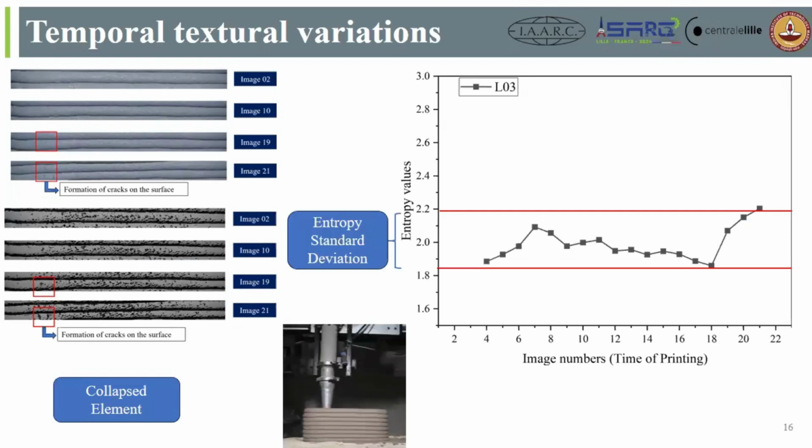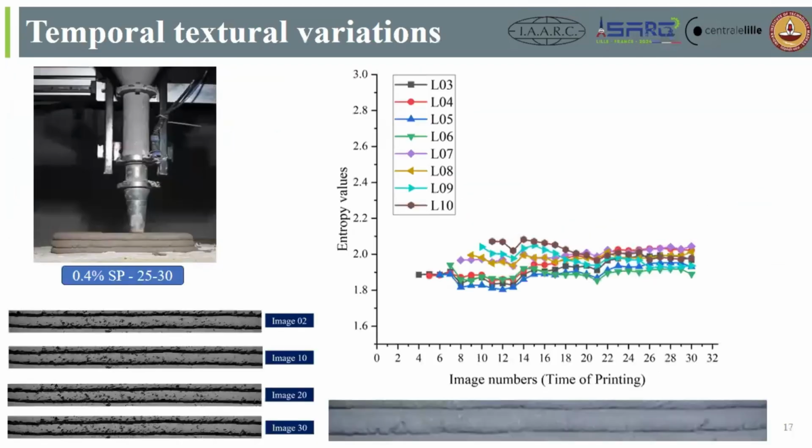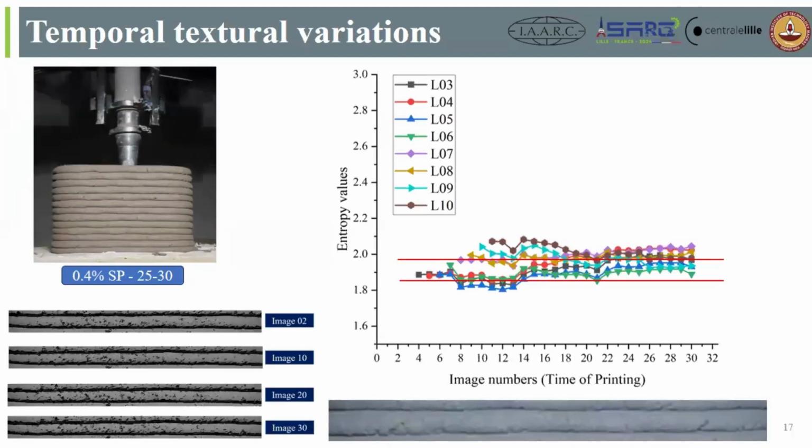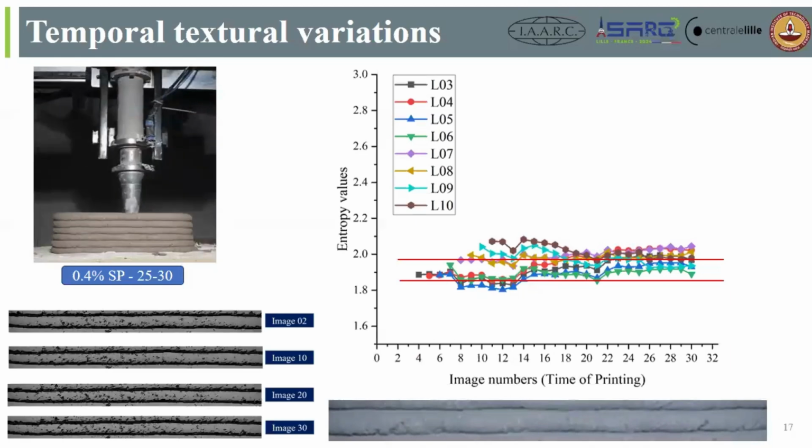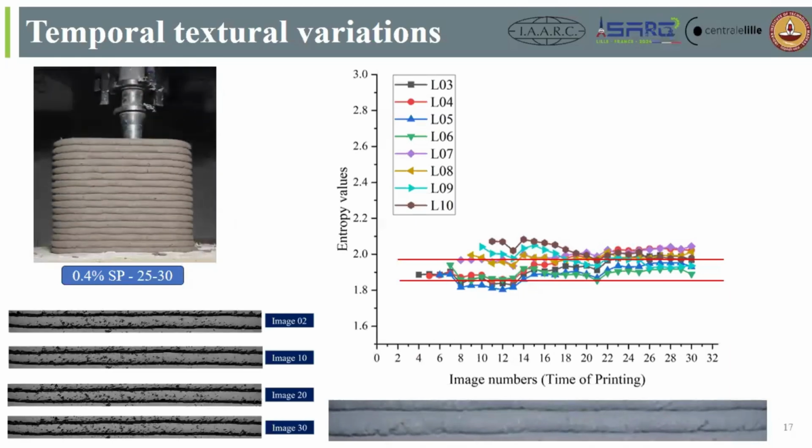So for every collapsed element, I can say that the entropy standard deviation is very high. But in case of a stable element, the entropy standard deviation is very low. You can read more about that in my paper. Because of time constraint, I'm not explaining it.